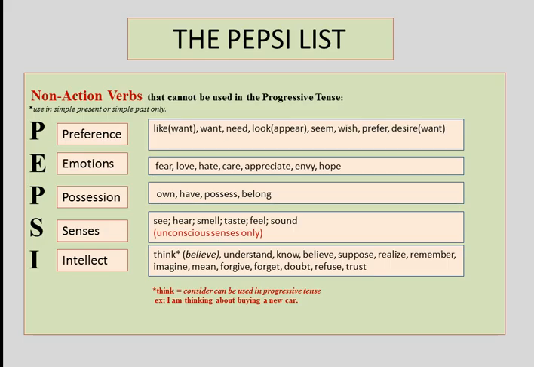And here is the Pepsi list. I want you to look at it. I've organized it into a simple, easy to remember list where Pepsi stands for preference, emotions, possession, senses, and intellect. When you see one of these keywords, please use the simple present tense and not the present progressive. I'll talk to you about more of this later. Thank you.